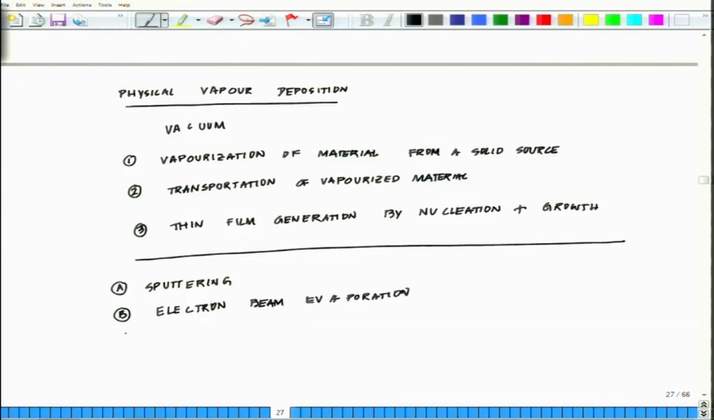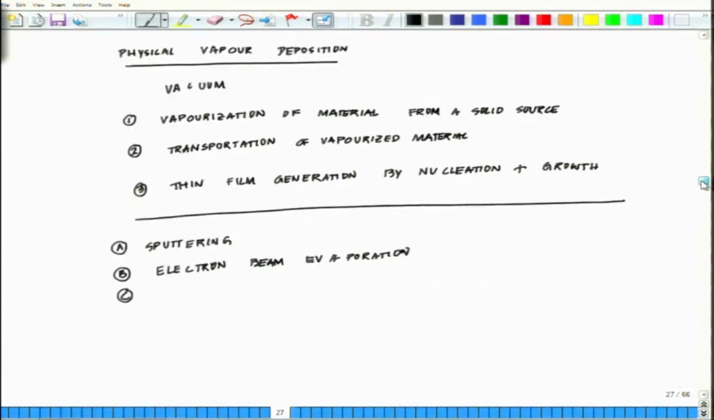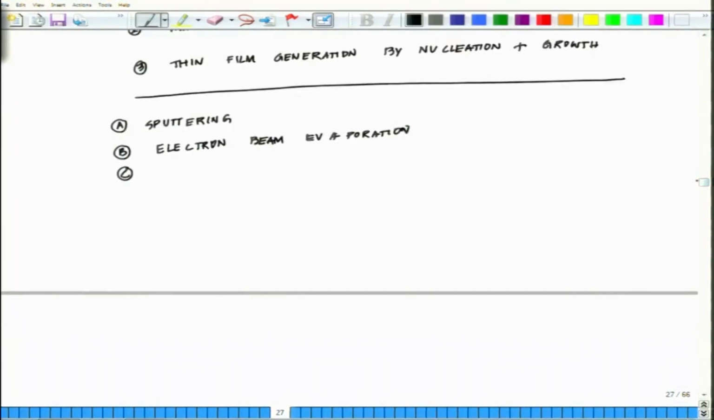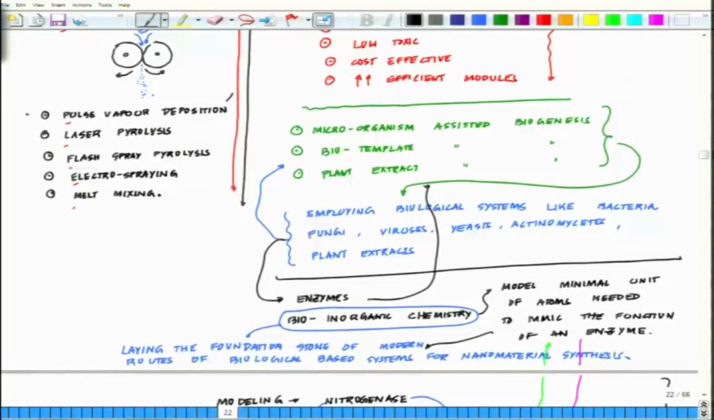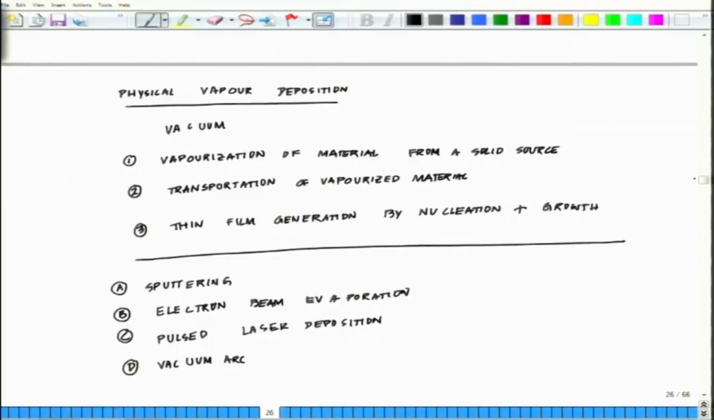And you might wonder why I am highlighting these techniques, because if you have to appreciate the biological routes of synthesis, you have to realize how much complex these processes are, how much energy intensive and instrument intensive these processes are. Pulsed laser deposition, and then you will be needing a vacuum arc. So these are some of the ways by which physical vapor deposition works.